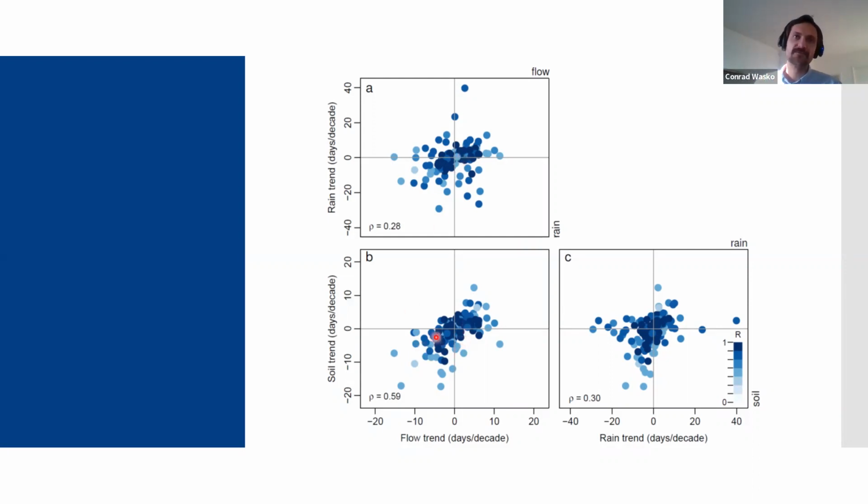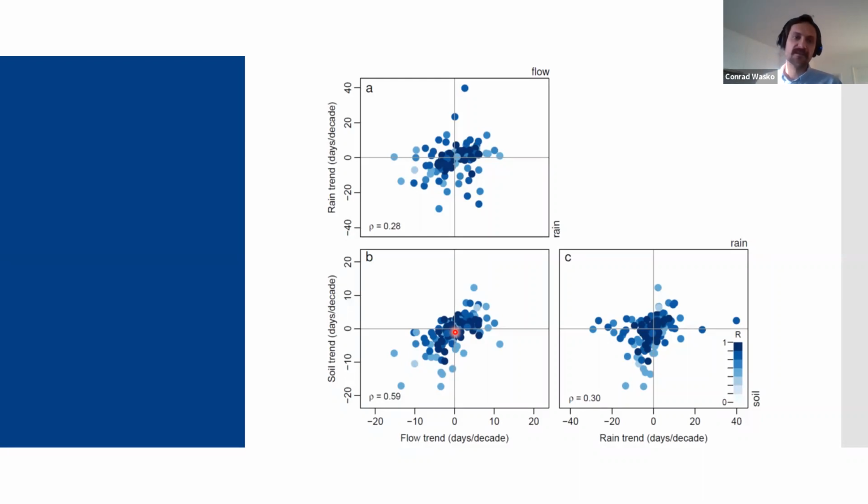But the correlation between the soil trend and the flow trend is relatively strong, about 0.6. So we can see that at least where there are trends, whether it's shifting to earlier or later in the year for the stream flow, they seem to be shifting more along the same lines as the soil moisture trends, rather than the rainfall trends.